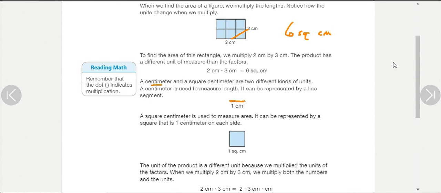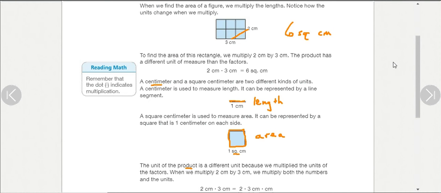But it's a very different unit from a square centimeter, which looks like this. They're so different we can't use the same units of measure. This is for length. You could represent it with just a little line like on a ruler. Square is 2 dimensions and it's area. So it changes it to a different unit of measure. The unit of the product is a different unit because we multiplied factors.